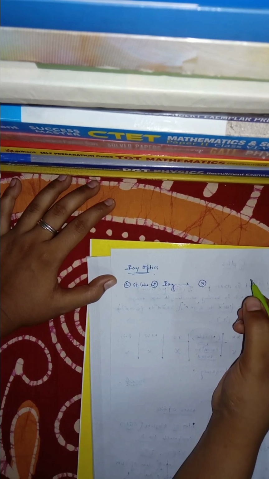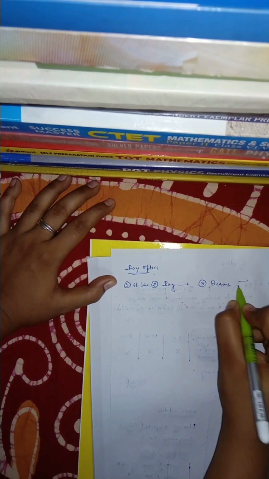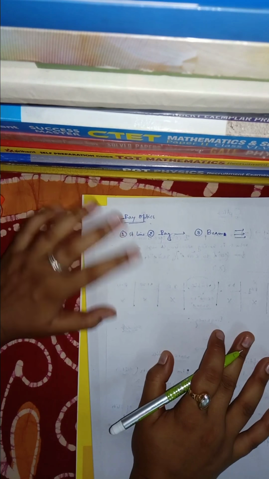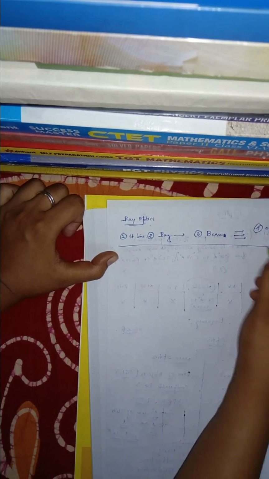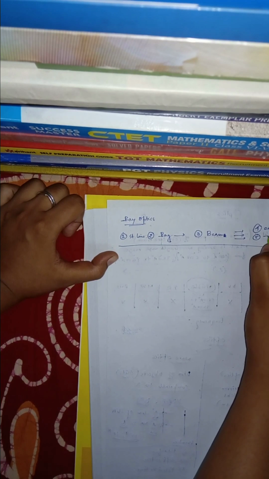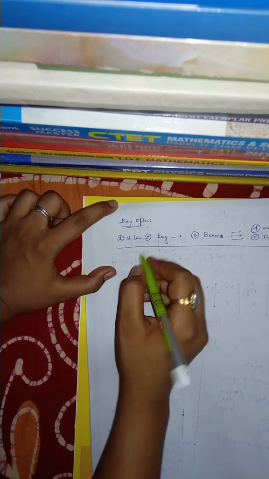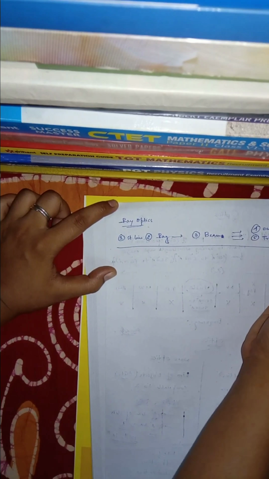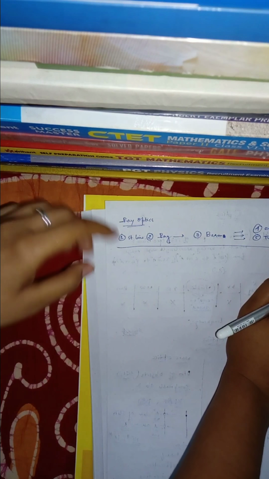Number 3, the collection of rays is called a beam of light. So these 3 points we have to understand and remember. Other than that, number 4, it is an electromagnetic wave. Number 5, it is a transverse one. So these are the things you have to remember. Up to this, in class 10 you have learned about these things very clearly.